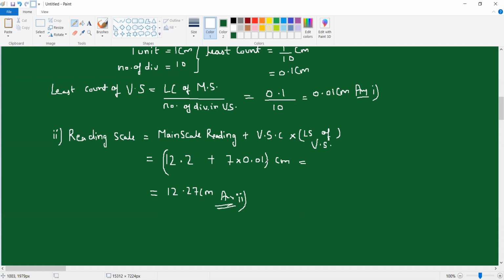We will not write 12.270. Why? Because least count is 0.01, not 0.010. So there is a difference. Overall, it is the same, but at accuracy level, it is different. See? So this is your answer, 12.27. Okay? Okay, fine.